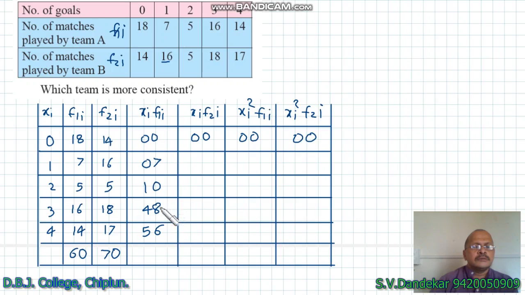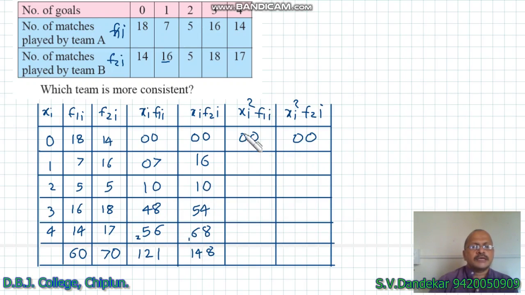Addition of these: 121. Xi into F2I: 16 into 1 is 16, 5 into 2 is 10, 54, 68. Addition is 8 carry 1, 7 plus 7, 148.